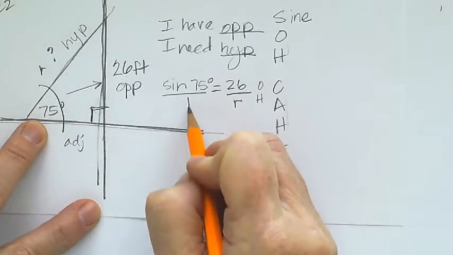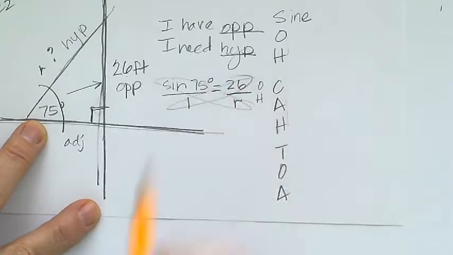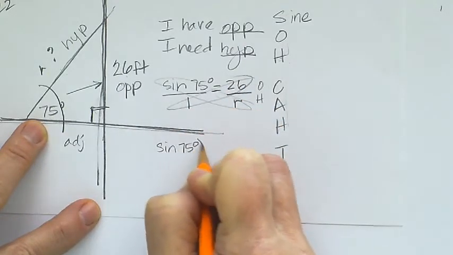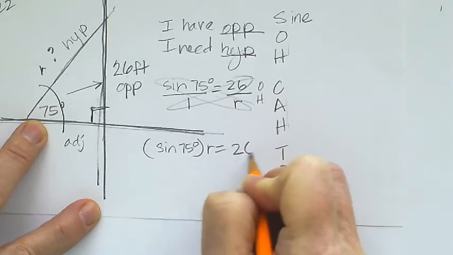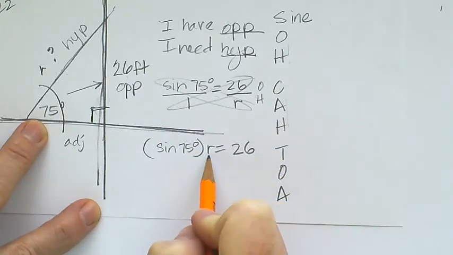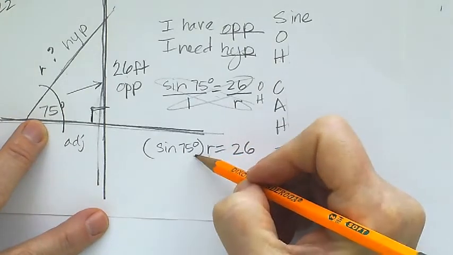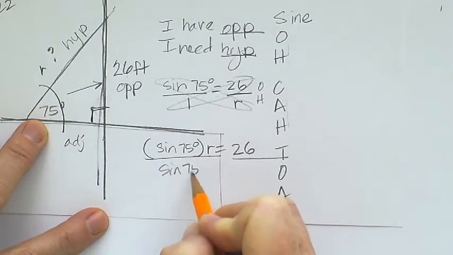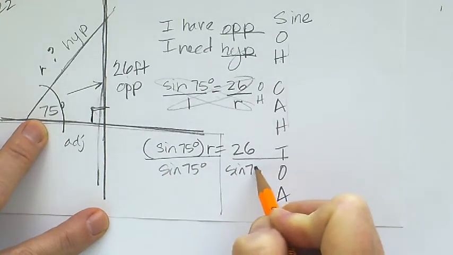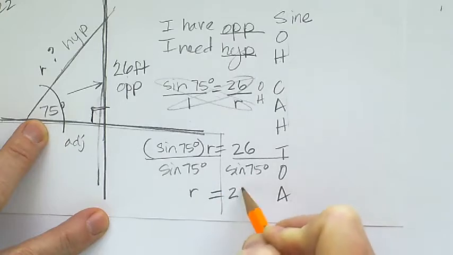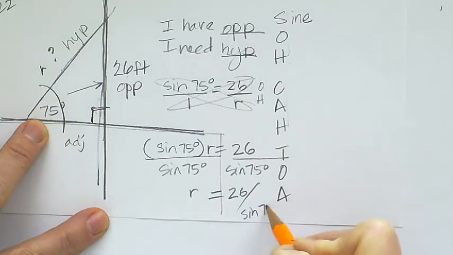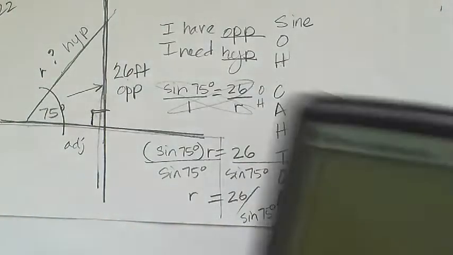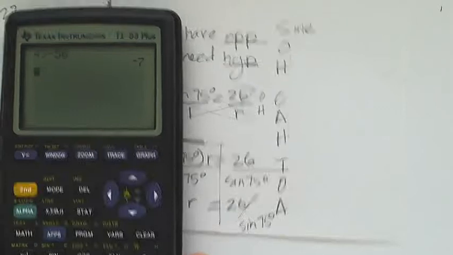Put a 1 under sine of 75, cross multiply, so I get sine 75 degrees times r equals 26. I'm trying to get r by itself. R is being multiplied by sine of 75, so I'm going to divide both sides by sine 75 degrees. So I get r equals 26 over sine 75 degrees. And we can just see if that makes sense in terms of the length of a ladder.